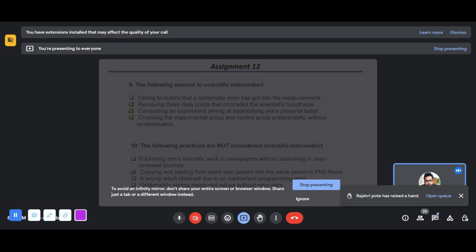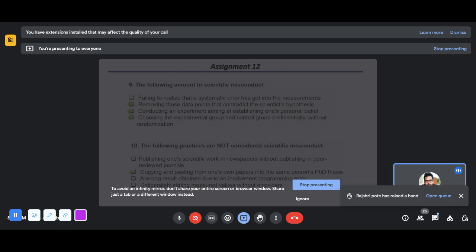It means that your work is being published in some paid journal, right? They take some amount of money, they don't review the data, and they publish. That comes under misconduct. So that is misconduct.